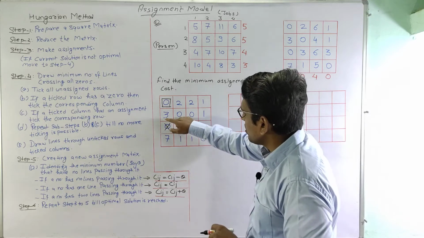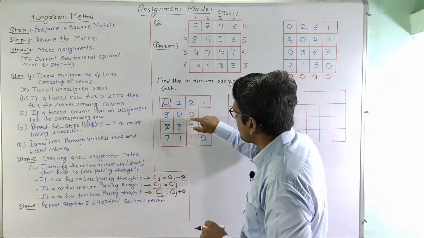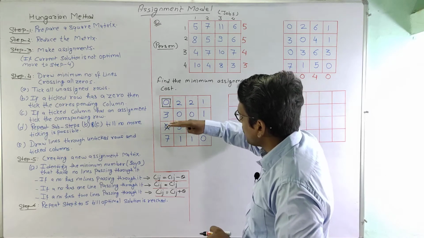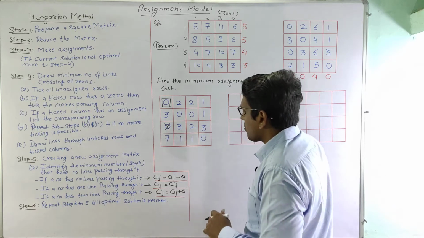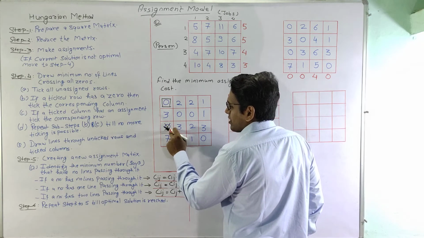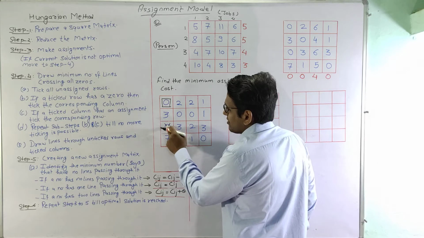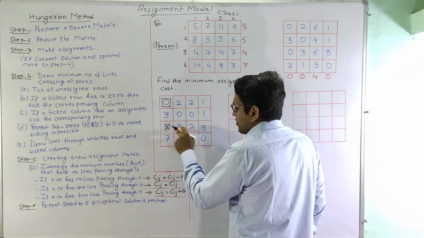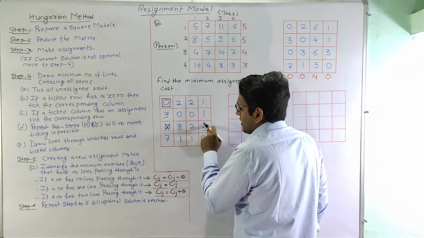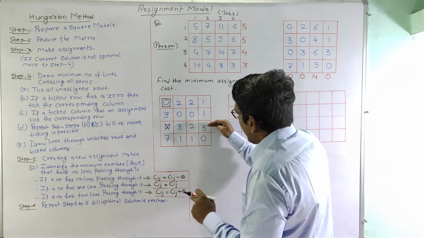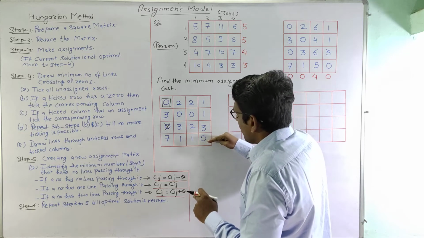Now moving on to row 2, we have 2 zeros, that means more than 1 zero. So we will skip this row and move on to row 3. In row 3 we have 1 zero, but this zero is not eligible for assignment because there is already one assignment in this column. So actually there is no assignable zero present in this row. So we will skip this row and move on to the fourth row.